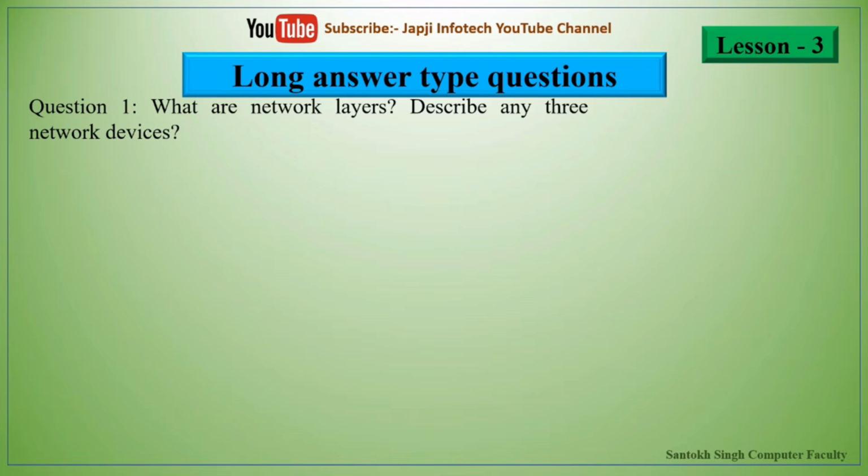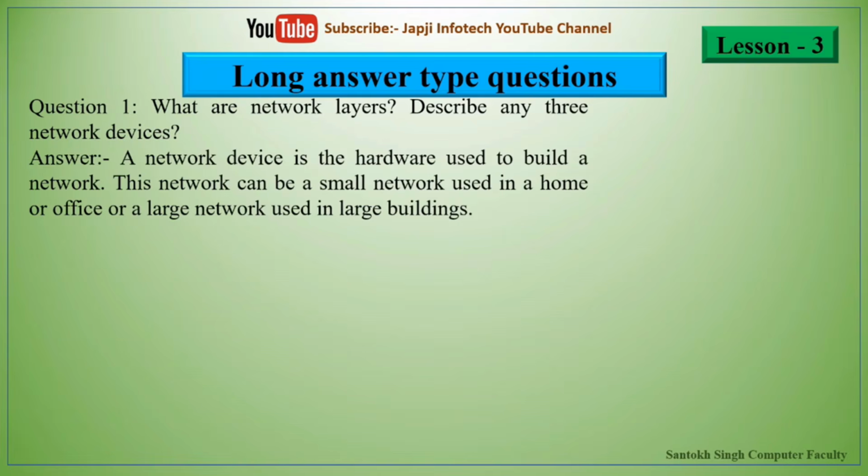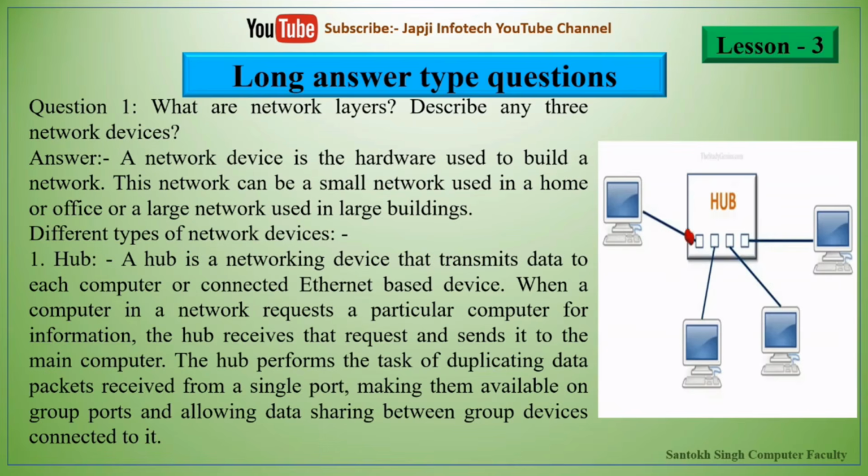So now we will learn about long answer type questions. So first question is, what is a network layer? Describe any three network devices. So a network device is the hardware used to build a network. This network can be a small network in a home or office, or a large network used in a large building. So different types of network devices are, first one is hub.